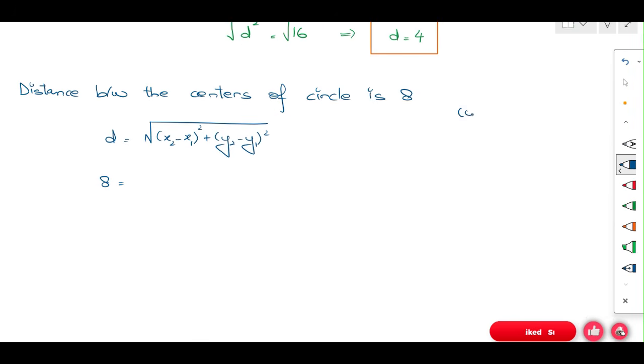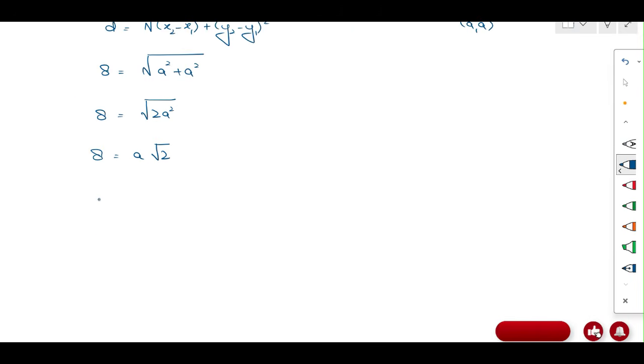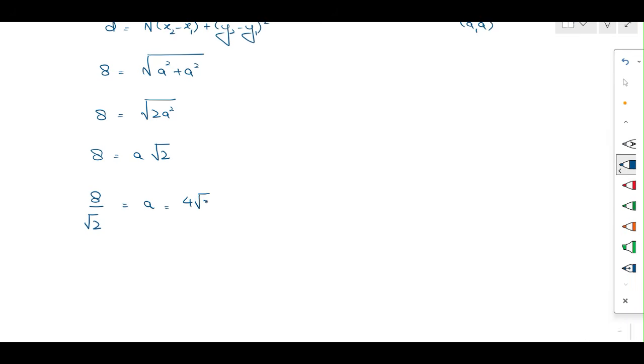The first coordinates are the origin, and the second coordinate we got is (a, a), right? So here we can say a square plus a square. So 8 would be equal to root 2 times a, and a is outside. So what is the a value? From here we got a, which is 8 divided by square root of 2. If I solve 8 divided by square root of 2, that is 4 root 2. 4 square root of 2. This is my a value.